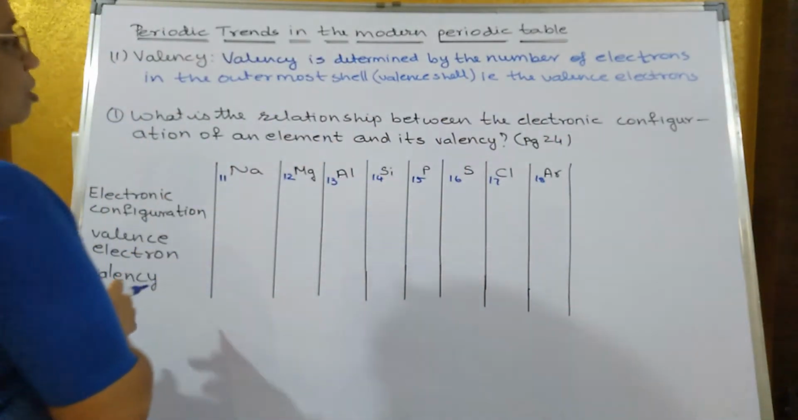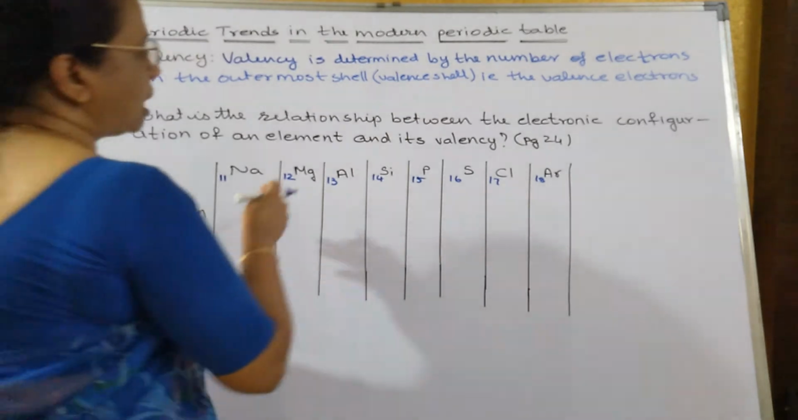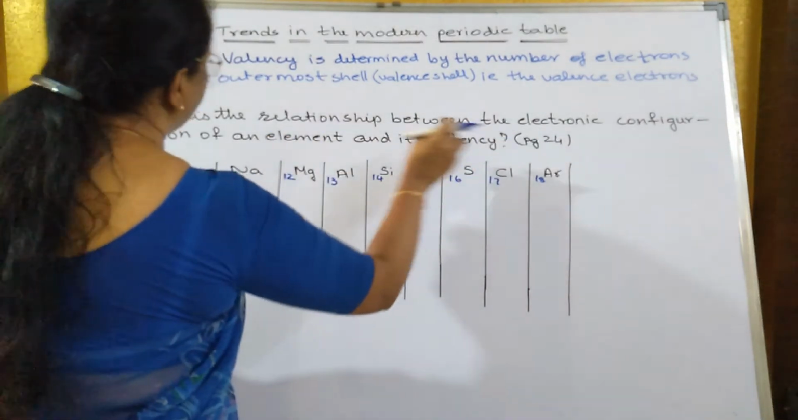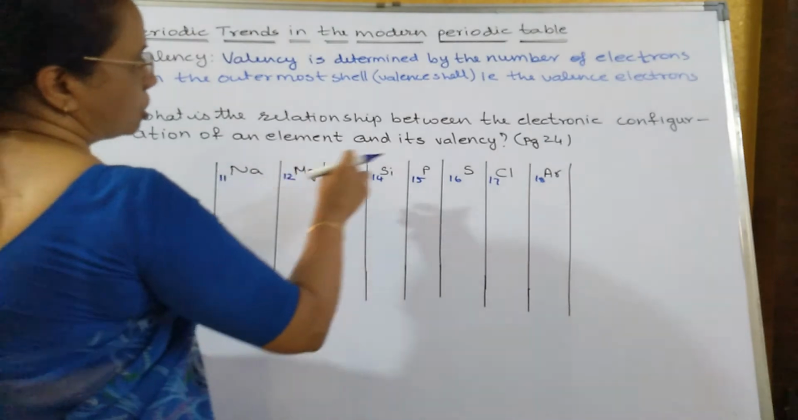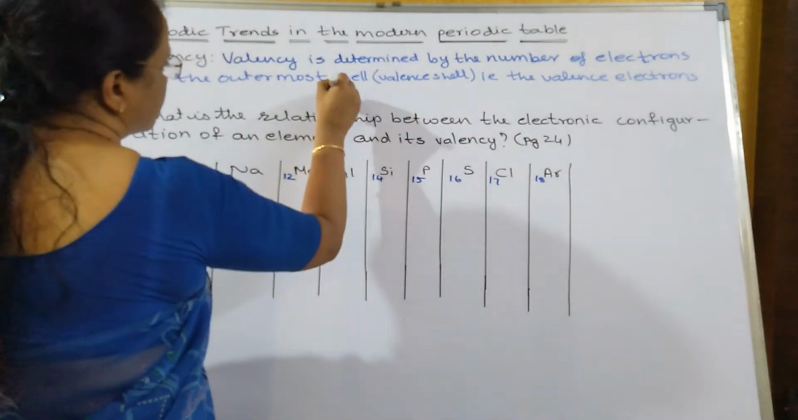So that is how valency is determined. When I solve this you will understand. Now on page number 24 there is a question: what is the relationship between the electronic configuration of an element and its valency? So the answer is this only.